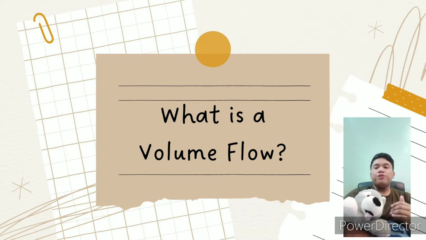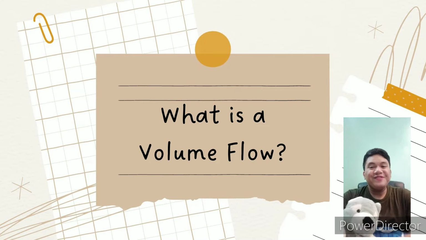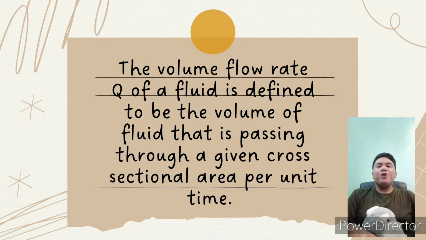So what is a volume flow? If you have any idea what volume flow is all about, you can comment your notion in the comment section down below. So the volume flow rate Q of a fluid is defined to be the volume of fluid that is passing through a given cross-sectional area per unit time. In physics and engineering, in particular fluid dynamics, the volumetric flow rate, also known as volume flow rate or volume velocity, is the volume of fluid which passes per unit time. Usually it is represented by the symbol Q. It contrasts with mass flow rate, which is the other main type of fluid flow rate.